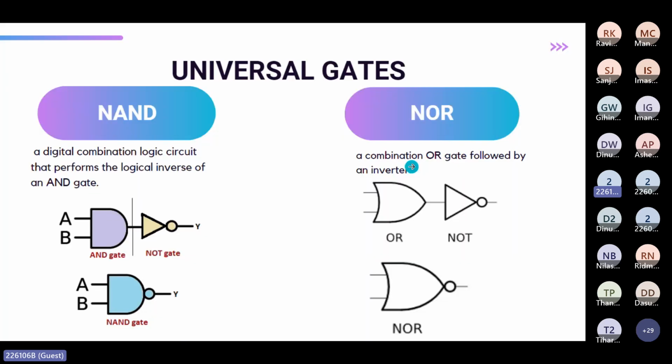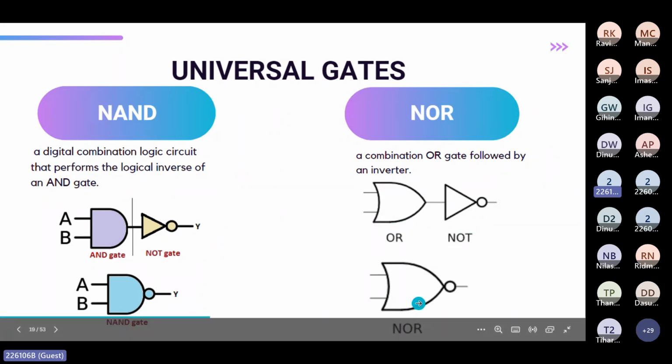Okay, now let's talk about the NOR gate. The NOR gate is also a combination of the OR gate and the NOT gate. And here is the symbol of the OR gate and here is the symbol of the NOT gate. Combining these two symbols, here is the symbol of the NOR gate.